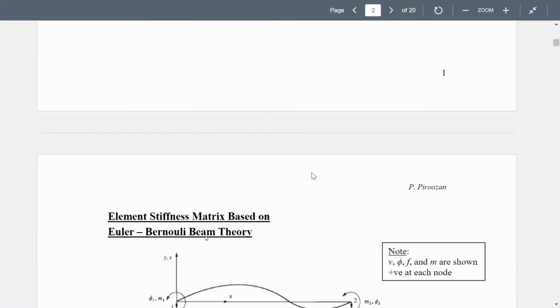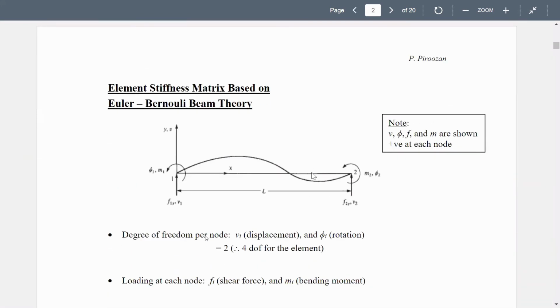Now let's look at how we do the finite element formulations for beams. This is a beam element that you see here. Always when you have questions, feel free to ask. Be active in your learning and feel free to discuss. This is a beam element, node 1, node 2.